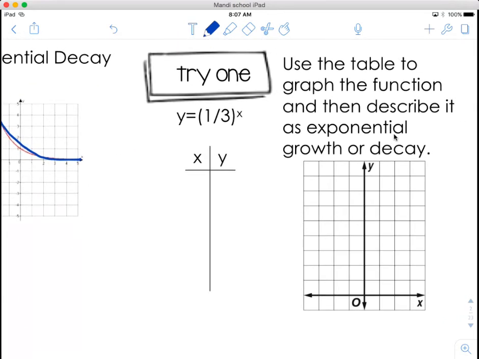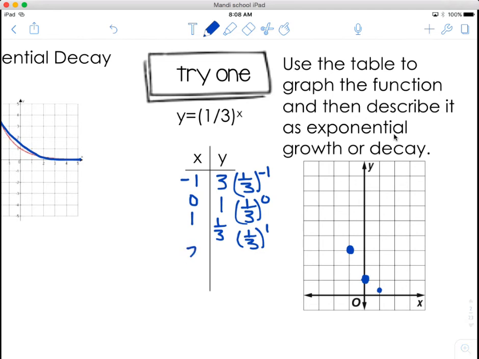To graph these, we usually use a table. Now, I always start with -1, 0, and 1. And you're going to take 1/3 to the negative first power in your calculator, and you should get 3. You'll take 1/3 to the 0 power in your calculator. Anything to the 0 power is 1. And then 1/3 to the first power, which is 1/3. So let's graph what we have here. At -1, it's 3. At 0, it's 1. And at 1, it's 1/3.